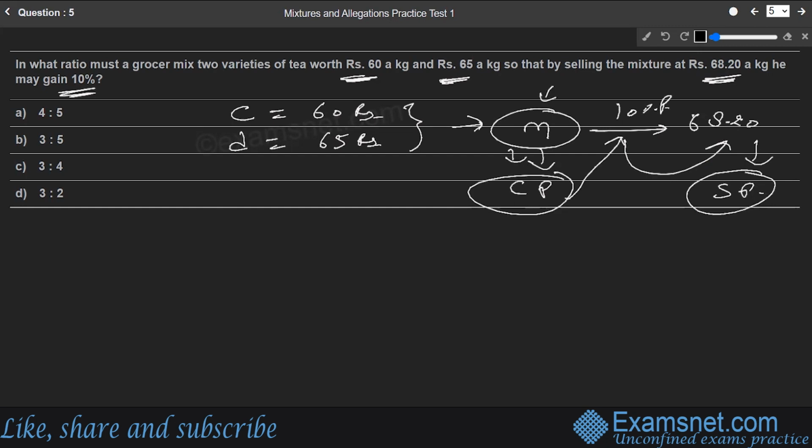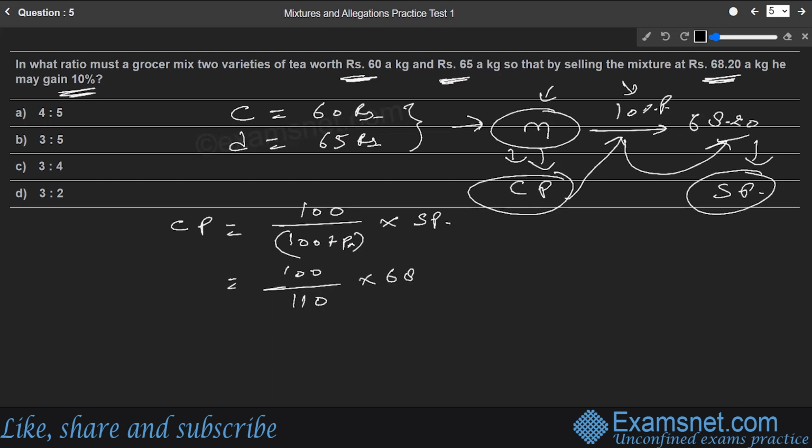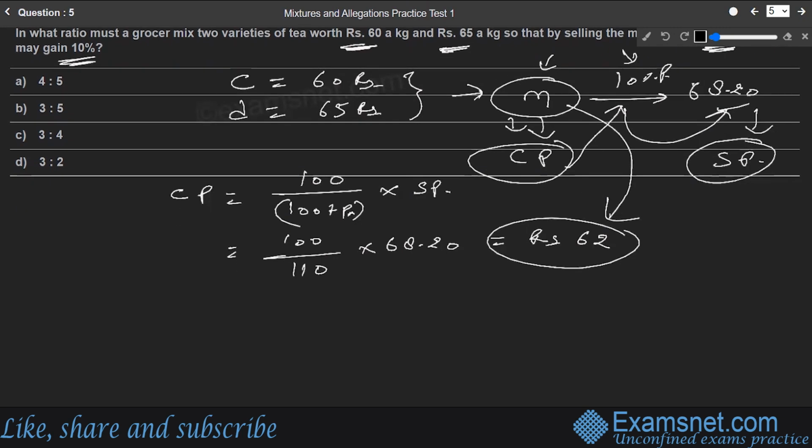So we first need to find the cost price if the selling price is 68.20 and the profit is 10%. We have a simple formula for cost price: when profit happens, the cost price is 100 over 100 plus profit percent multiplied by the selling price. That will be treated as the mean price of the solution. So it is 100 over 110 into 68.20. If we solve this further, it comes out to be rupees 62. So the mean price that the mixture can be made to is rupees 62.